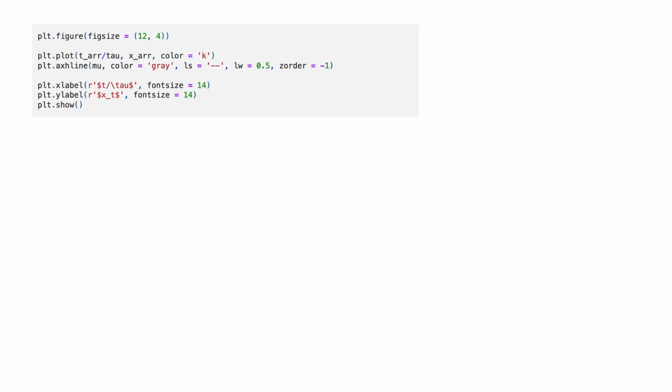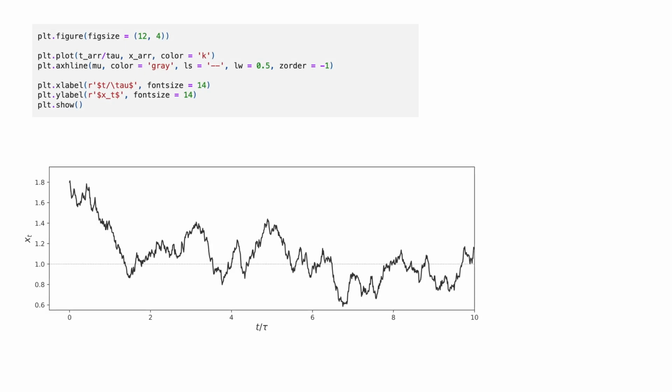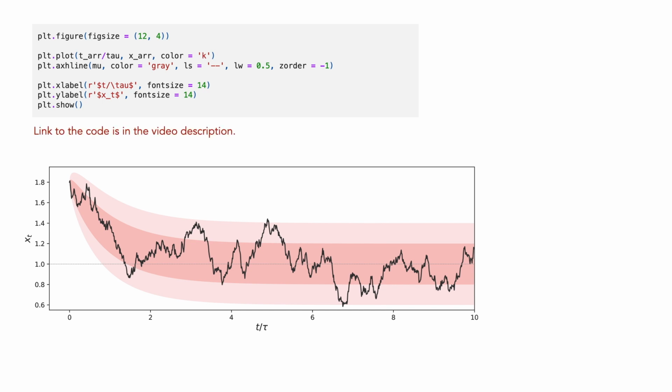Once the trajectory data is generated, we can plot it in a figure. Here you can observe the stochastic regression of the process towards the mean value mu on a timescale of a few tau, after which the contribution of the initial state on the dynamics becomes vanishingly small. For reference, we can also highlight regions that are 1 and 2 standard deviations away from the average dynamics. They help distinguish the initial transient phase from the stationary phase.